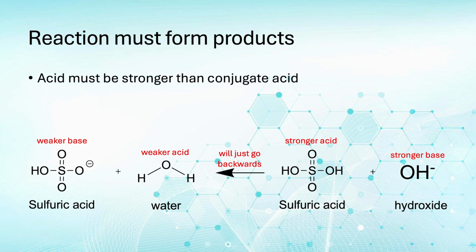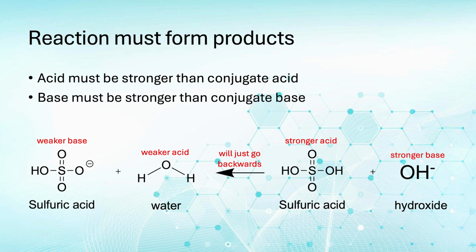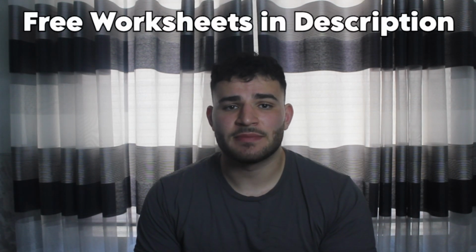The acid on the left must be stronger than the conjugate acid on the right. The base on the left must be stronger than the conjugate base on the right. This summarizes our rules for creating and determining reactions. You'll be expected to employ all the concepts learned in this past unit to create acid-base reactions.